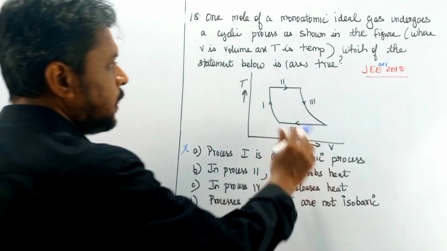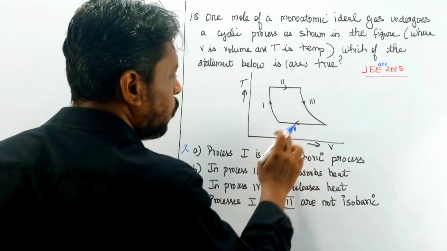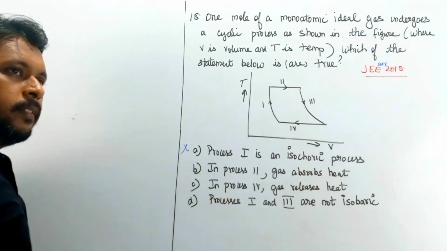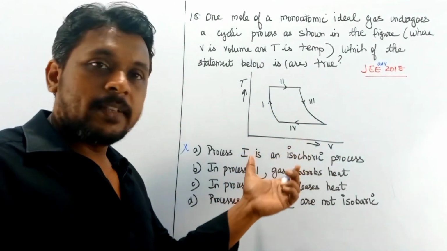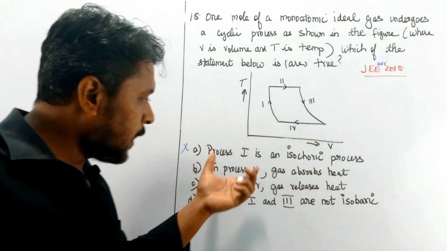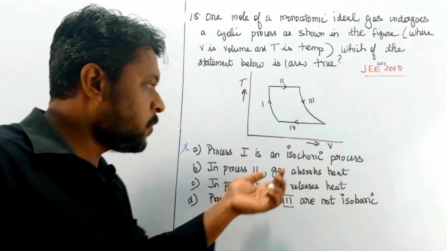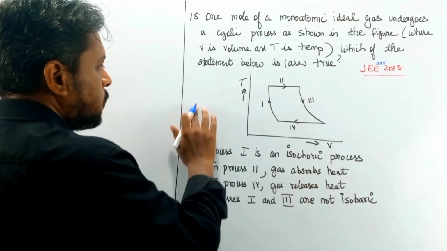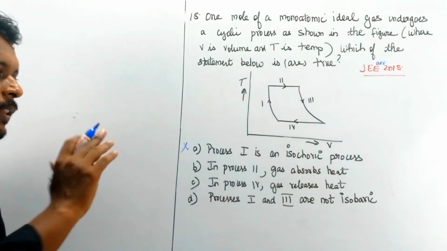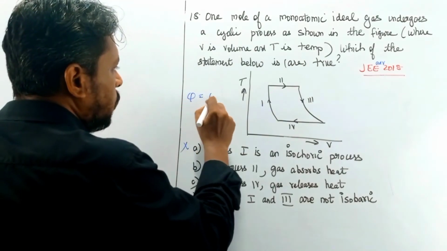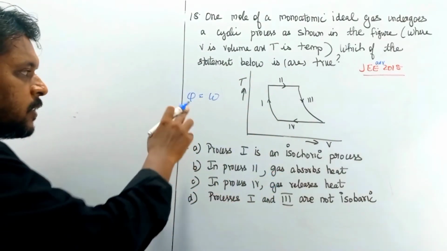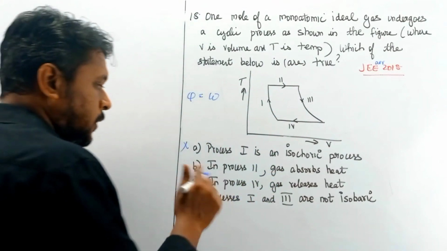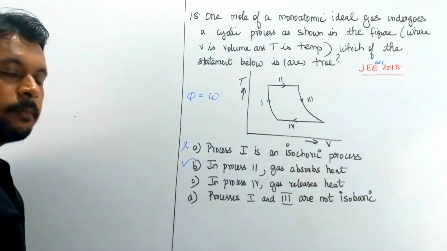Okay, so here there is a second process. Here we see that the volume gets increased. So from this we can say that the work is positive work. When the work is positive, you can see that the gas absorbs heat. Because it is a constant temperature process, there will be no change in internal energy, and heat will be equal to work done. So when the work is positive, the gas also absorbs heat. So option B is the right answer.